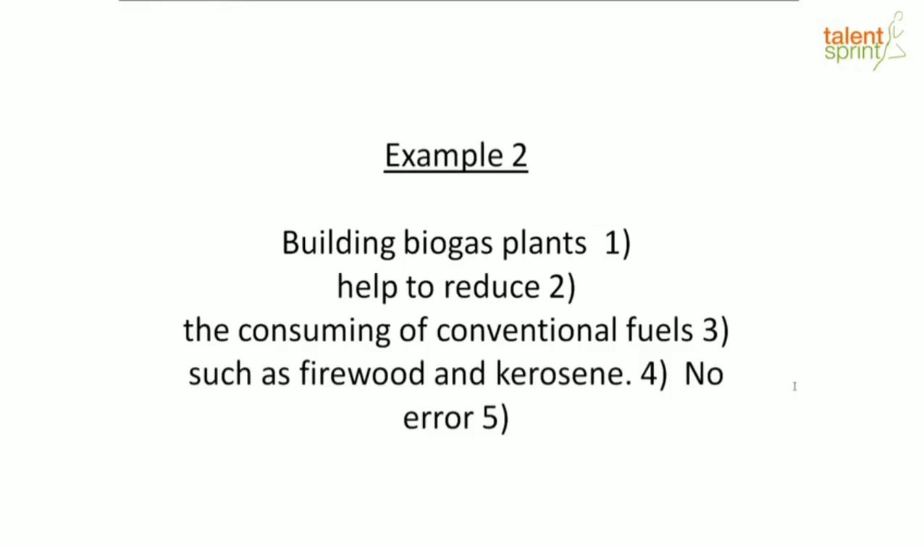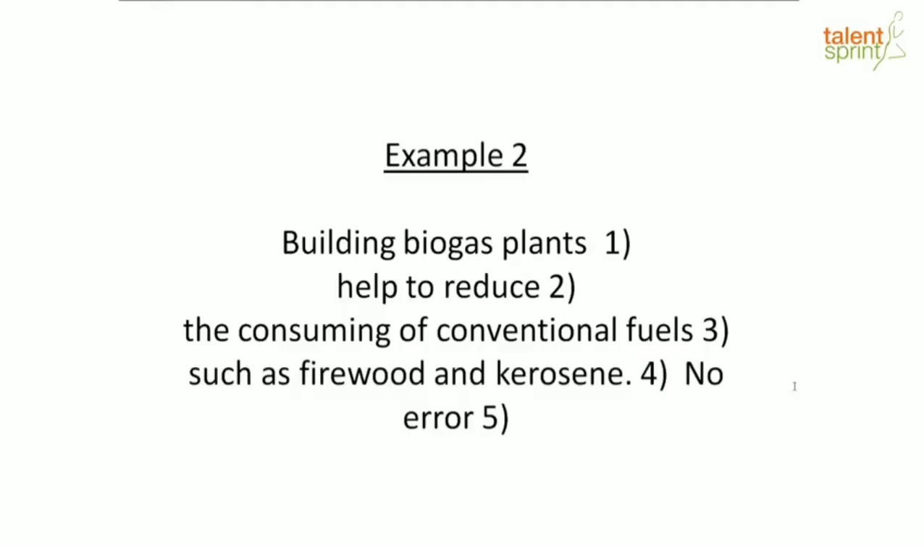We go part by part. Building biogas plants. Again, building, verb plus ing, is a gerund. It's functioning like a noun. Building biogas plants help to reduce what? The consuming. Another tip to identify nouns is your articles, your definite article and your indefinite article.